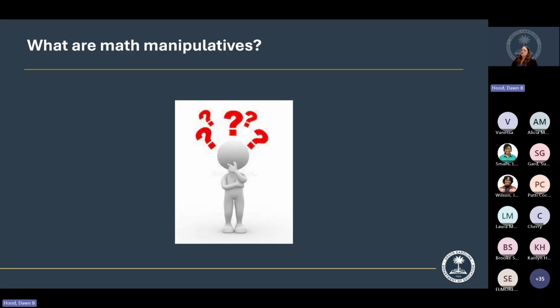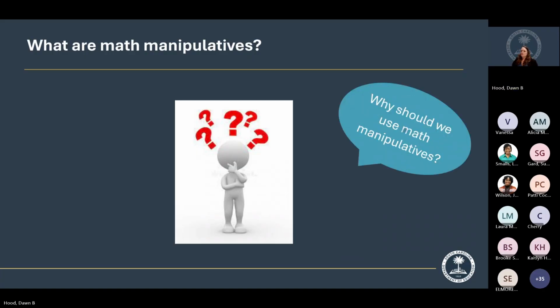All right, so why should we use them? Why should we use math manipulatives? Who wants to answer that one? It helped with conceptual understanding. Good. It allows the repetition that was stated earlier. They help kids see and feel the math. Help students make meaning of the concepts, understand concepts more easily.